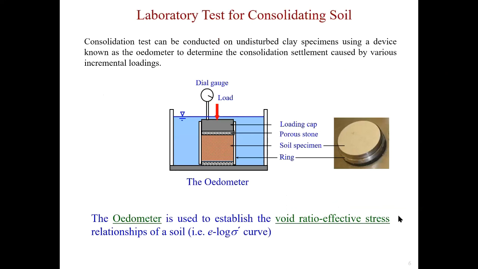So now let's look at the rough procedure of the odometer test. When we want to predict the properties of the consolidation settlement, there are two things we are really interested in. We are interested in how much settlement is going to occur, and we are also interested in how long it's going to take for that settlement to occur. So the way we can predict this is we need to obtain a sample of the clay as undisturbed as possible and bring it back to the lab.